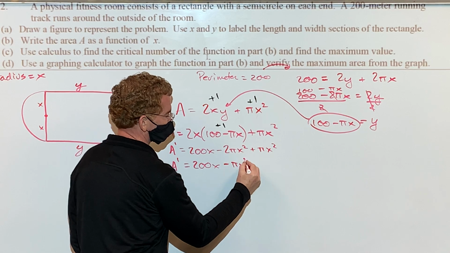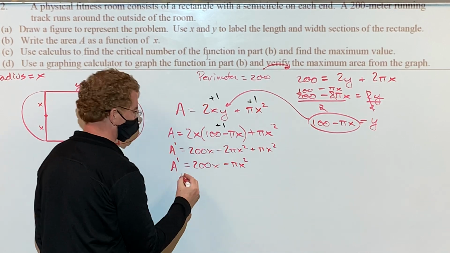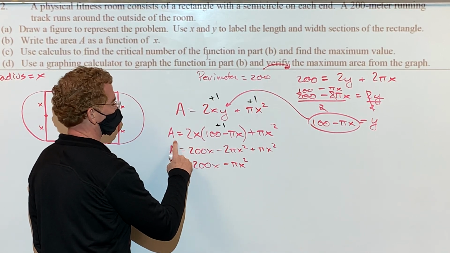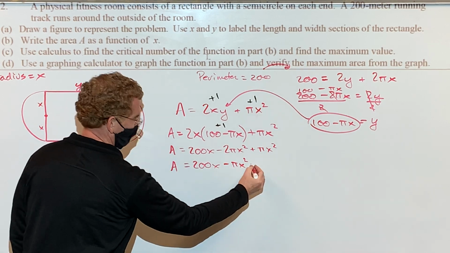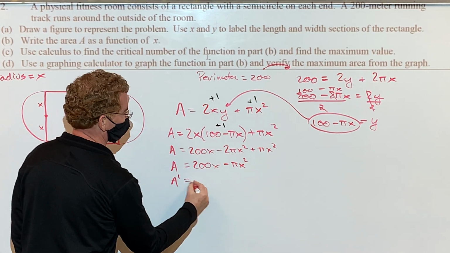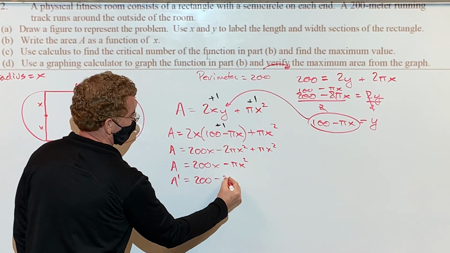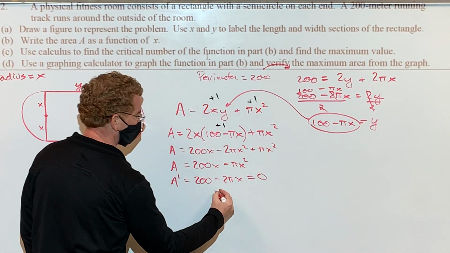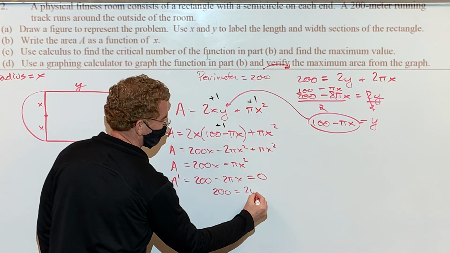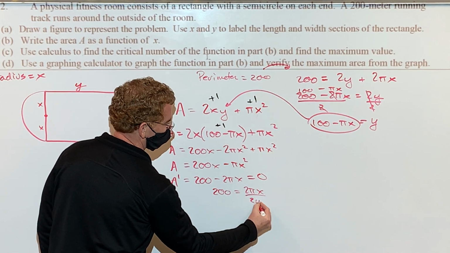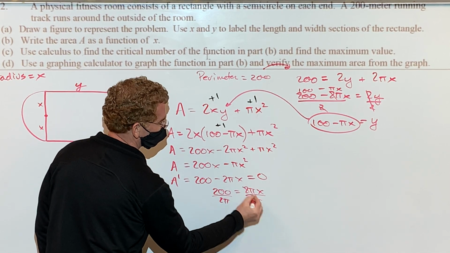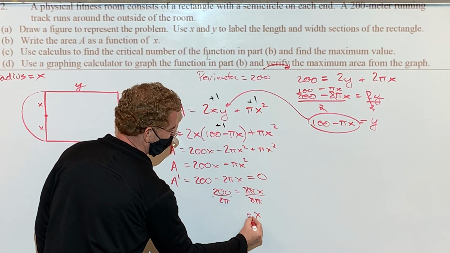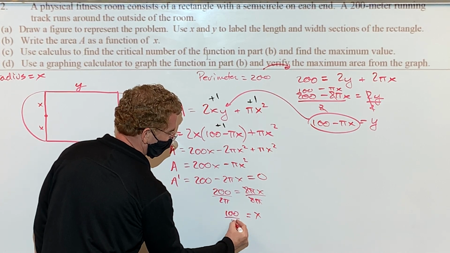Negative pi x squared. And I'm going to take the derivative. Actually, I haven't taken the derivative of anything yet, sorry. I'm going to take the derivative of that, which gives me 200 minus 2 pi x, and set it equal to 0. And you're going to see this is not a big deal to solve. You just have to use some common sense here. So I get 100 over pi.